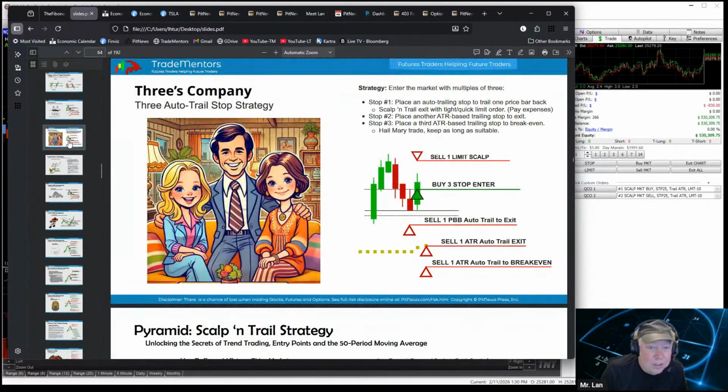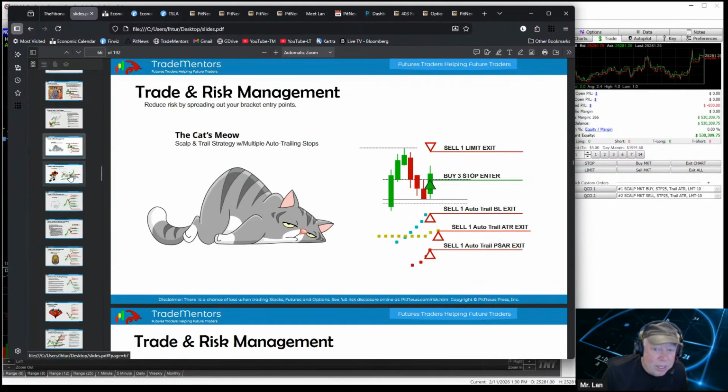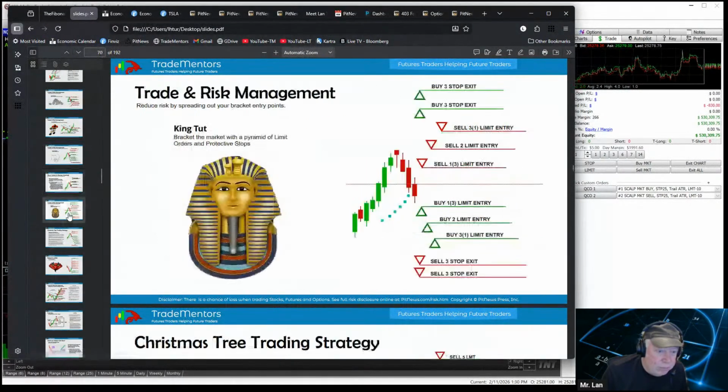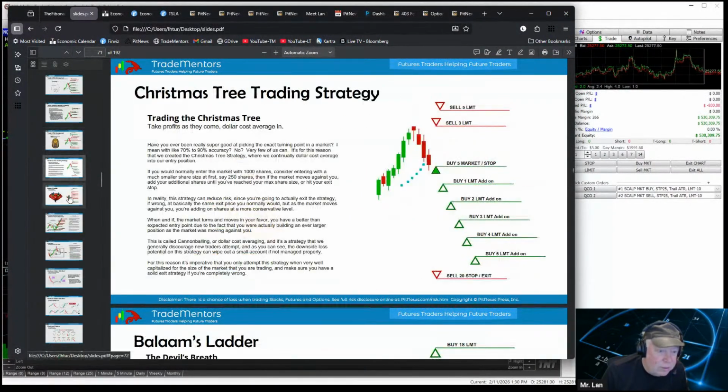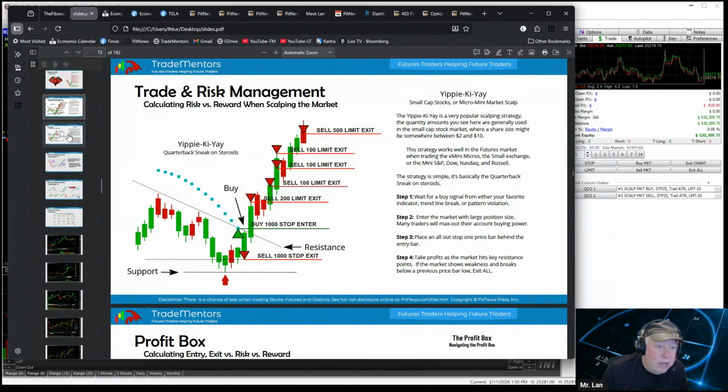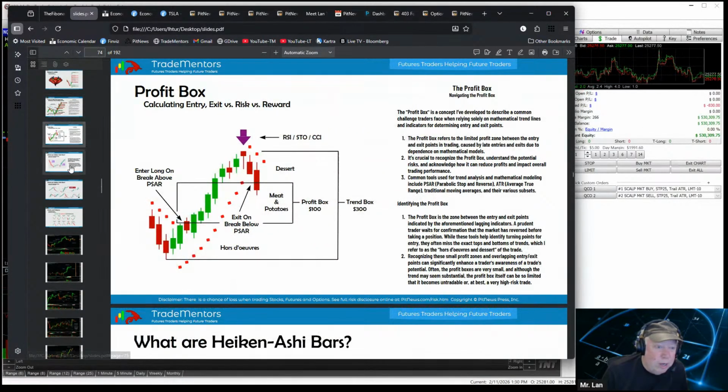Oh, look at this strategy. This is called Three's Company strategy. We can build that one. We got the cat's meow. We got the intercept. We do all of these. I'm just going to show you the very simplest market order one. Look at all this, the King Tut. We got the Balaam's ladder. Look at all these different strategies we can program into the computer. We got the profit box.